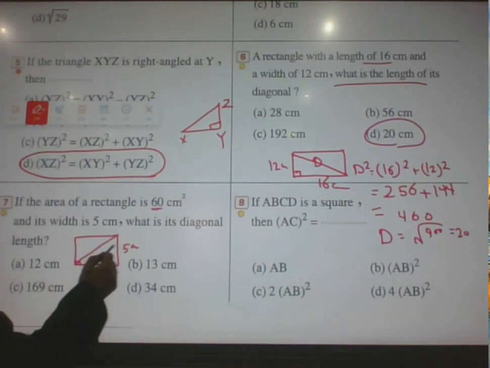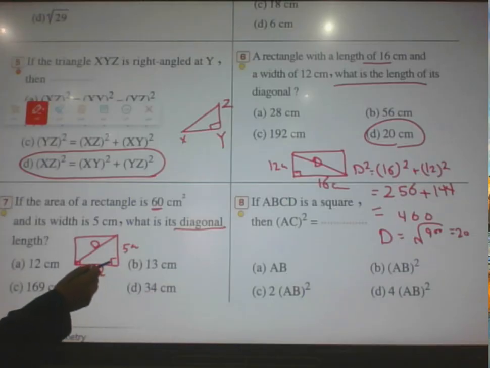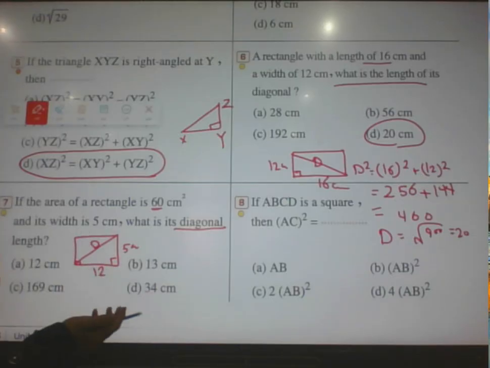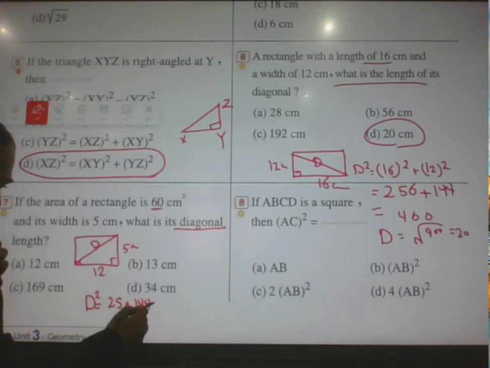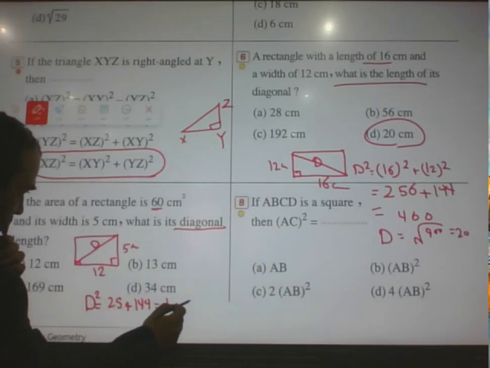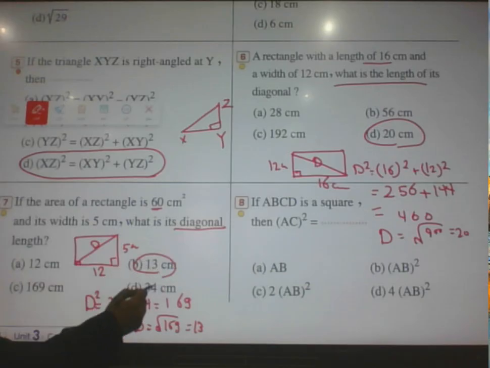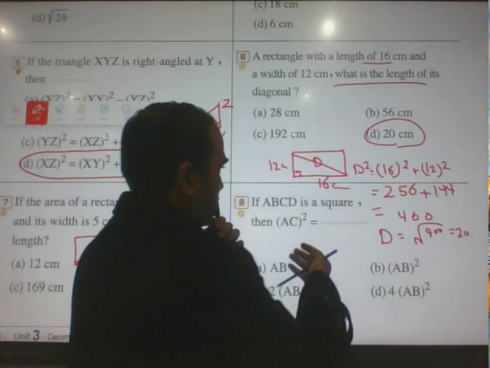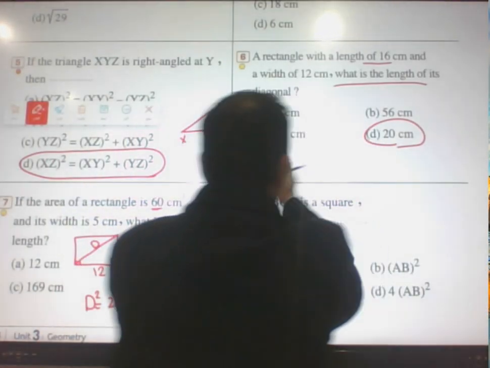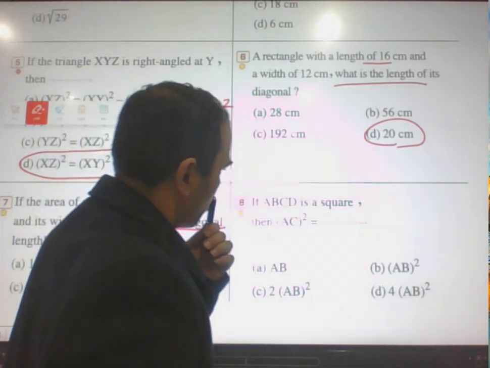He wants to find here the diagonal. We can find the diagonal from the right angle triangle because the angle here is 90 degree. Then d power 2 equal 5 power 2, 25, plus 12 power 2, 144. Then the result will be 169. Then the diagonal will be square root of 169 is 13 centimeter. Choose letter B.